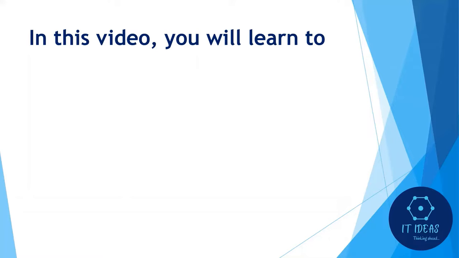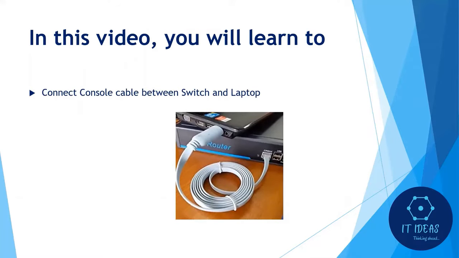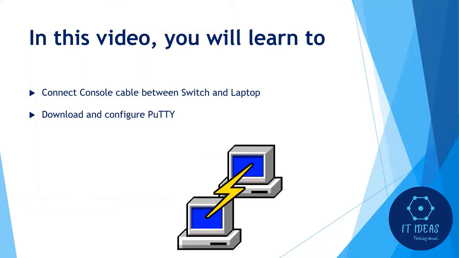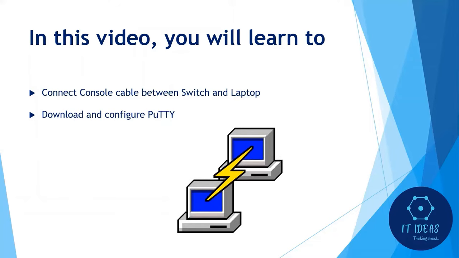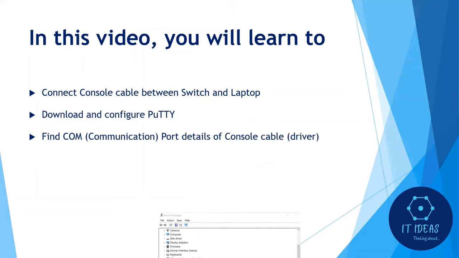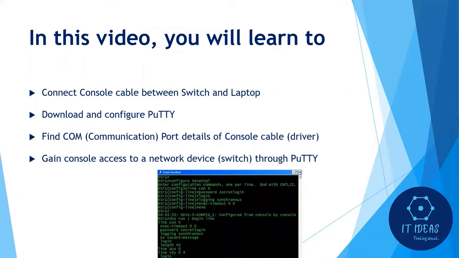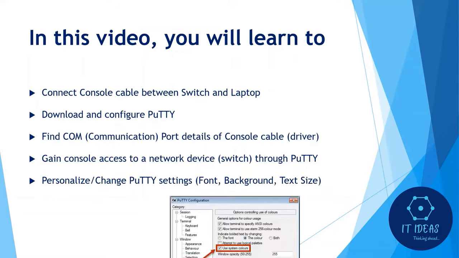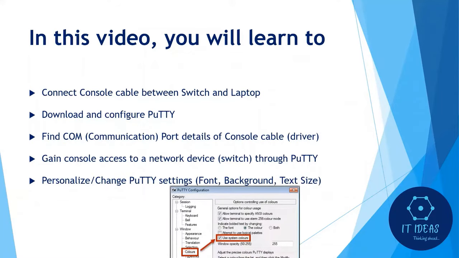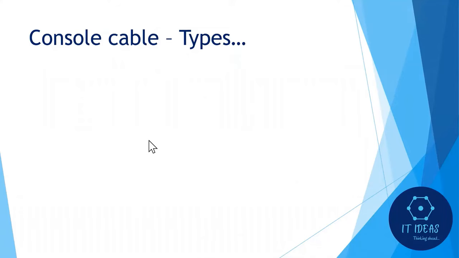In this video, you will learn how to connect a console cable between a Cisco switch and a PC or laptop, how to download PuTTY and how to configure it, how to find the serial COM port details, how to gain access to a Cisco switch or router using the PuTTY terminal, and how to personalize and change the PuTTY settings for font size, background, and text. Here I will show you some available types of console cables in the market.